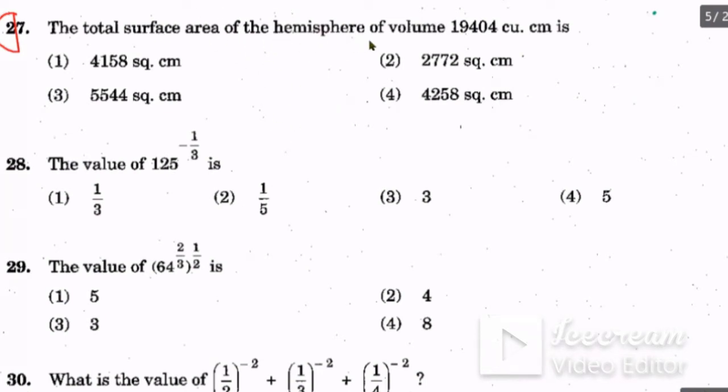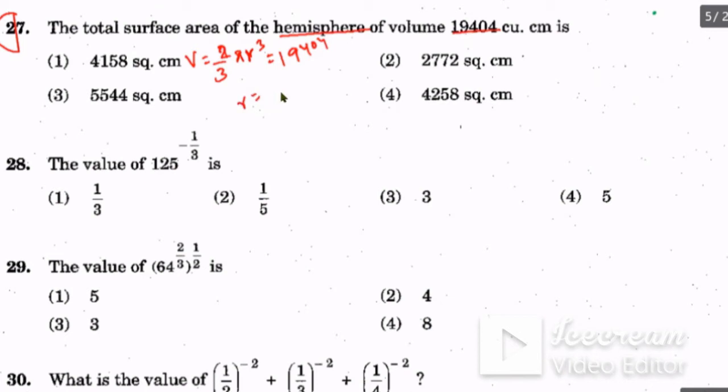Yes, total surface area of hemisphere, volume is given like this. Volume is given as 19404. So volume is 2 by 3. This is a hemisphere, not a sphere, so 2 by 3 pi r cube. So this is the volume. Okay, so this is given as 19404. So what you can do, you can find r from here.